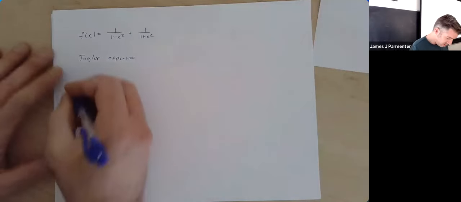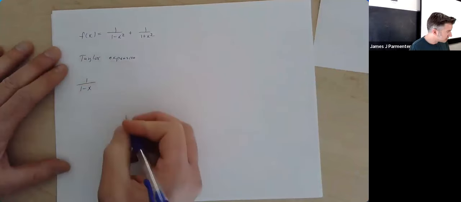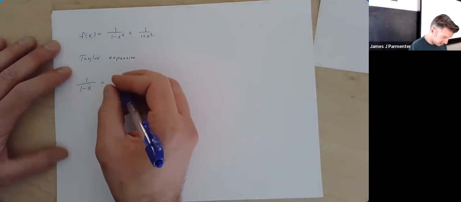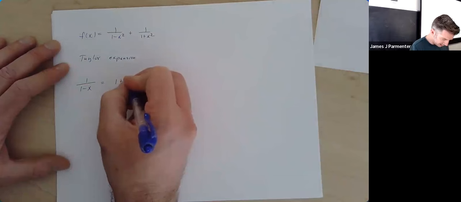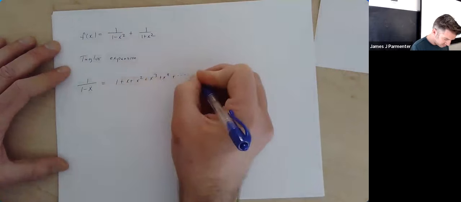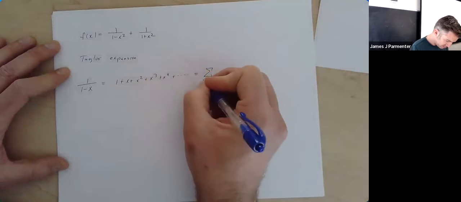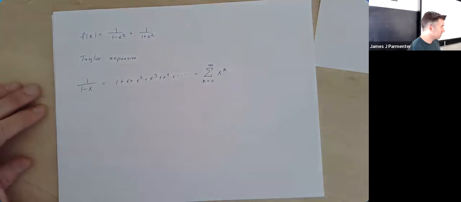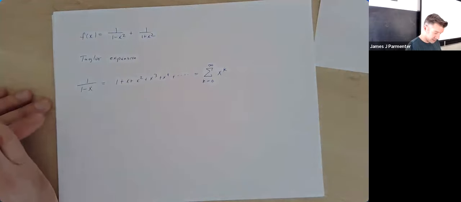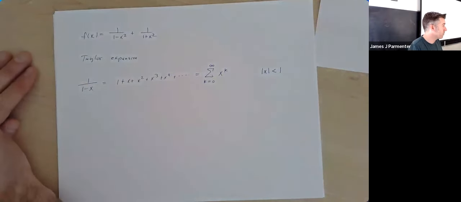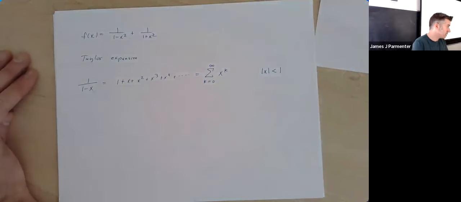We know that 1 over 1 minus x is the sum of the geometric series x to the k. This is just 1 plus x plus x squared plus x cubed, and so on and so on. It's literally a geometric series where your ratio is x. So it does have to be true that the absolute value of x is less than 1. That's the interval of convergence for this geometric power series.